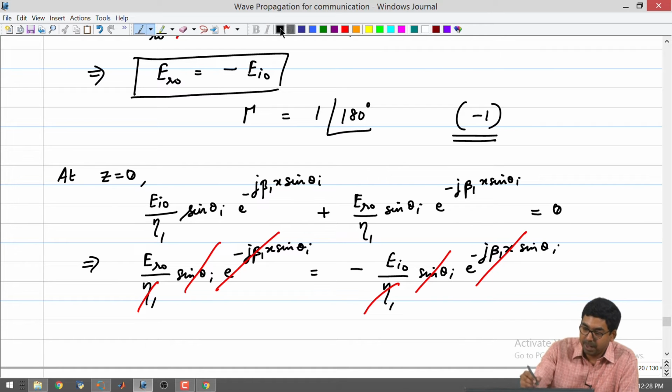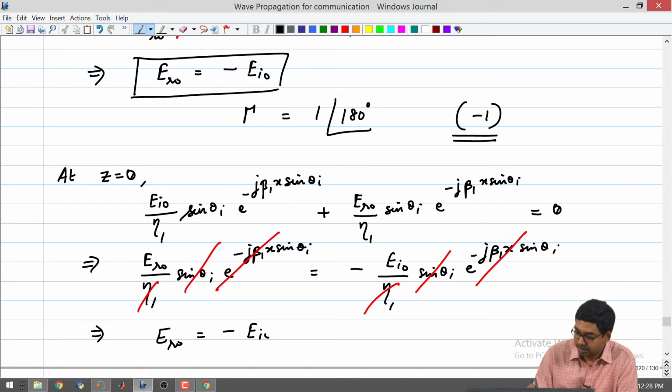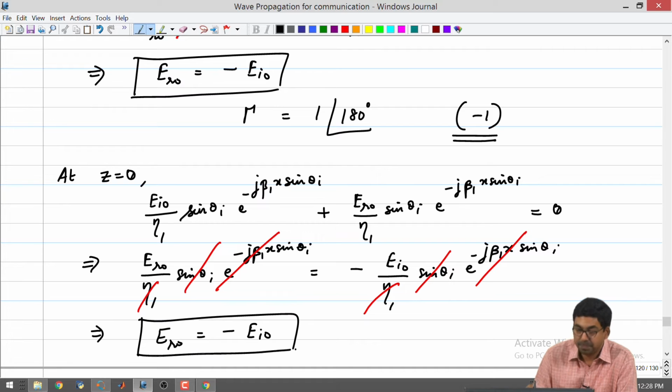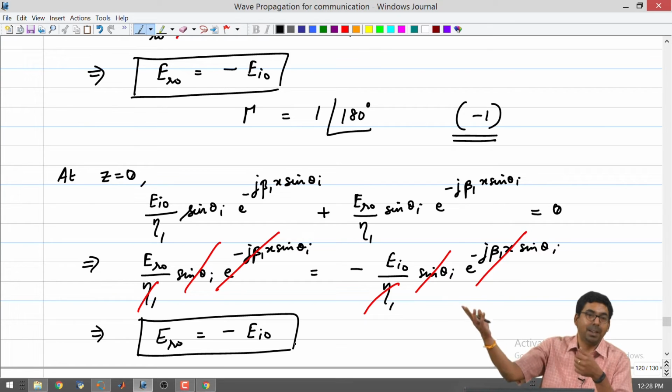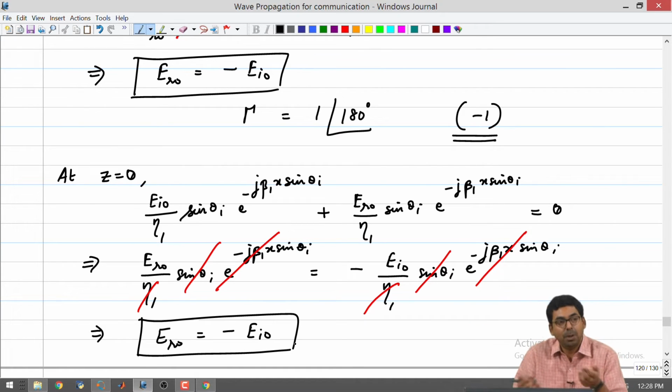Once again, you end up getting the same information, that the reflected field... So, remember, in the previous dielectric interfaces, you needed two equations to solve for reflection and transmission coefficients, because there was a transmitted and a reflected field. In this case, you do not have a transmission coefficient at all. So, the two equations end up giving the same result. Once again, it is reinforced that ER naught is equal to minus EI naught.